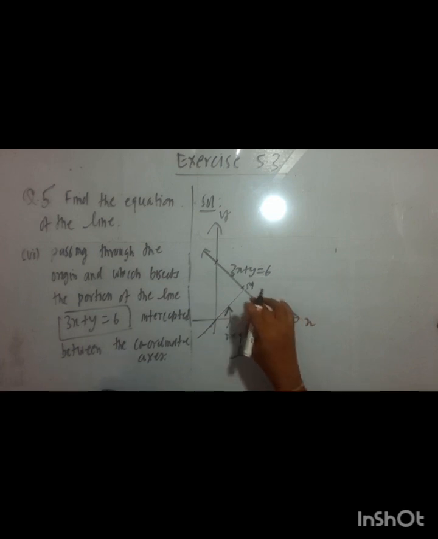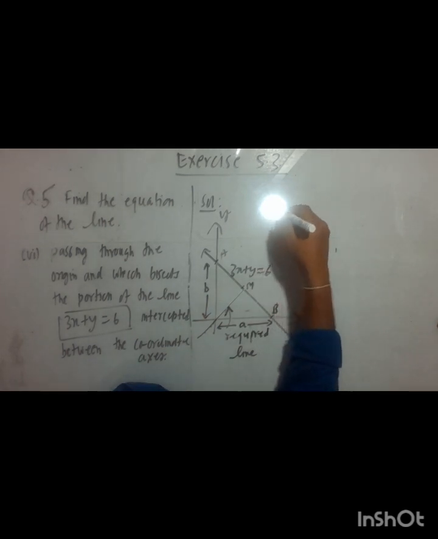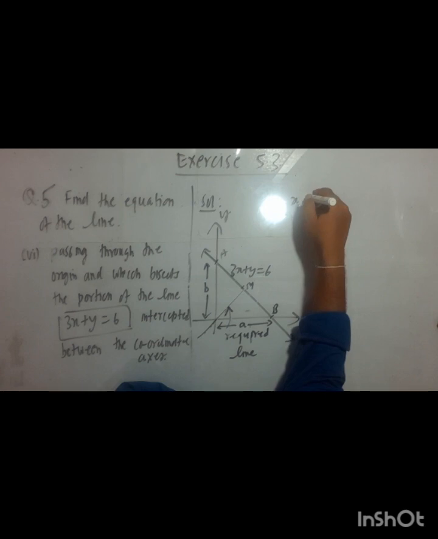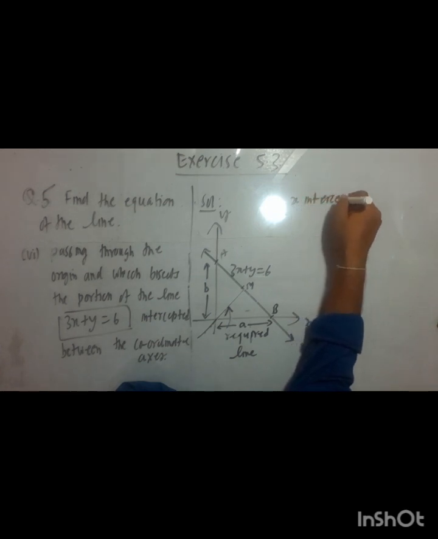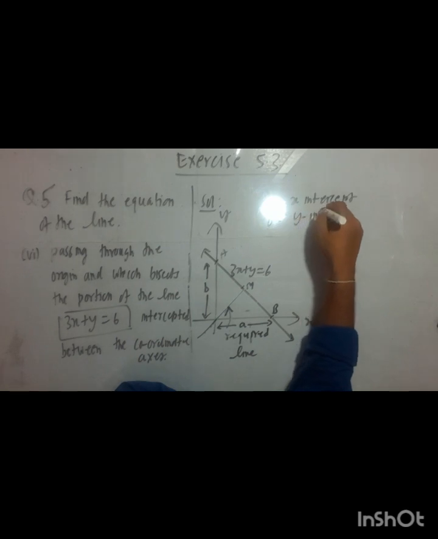Let us find out first these 2 points. Let this be A and let this be B point. So this will be your x intercept and this will be your y intercept. So A is equal to the x intercept and B is equal to the y intercept.